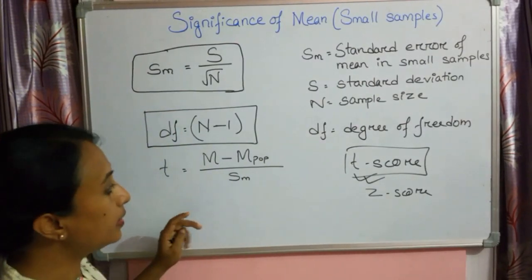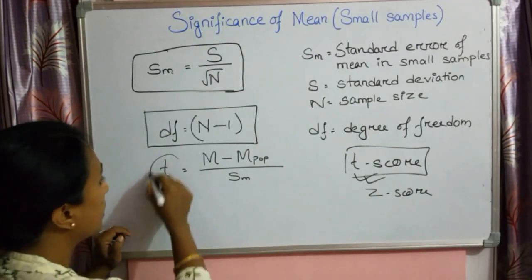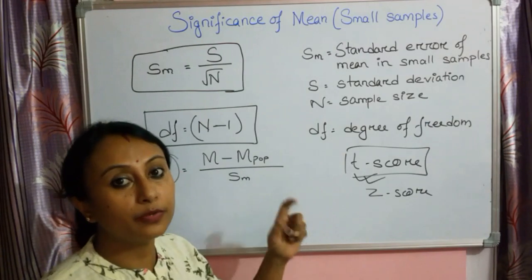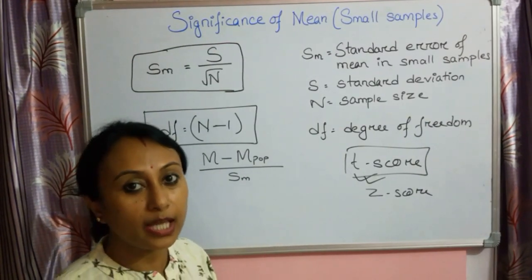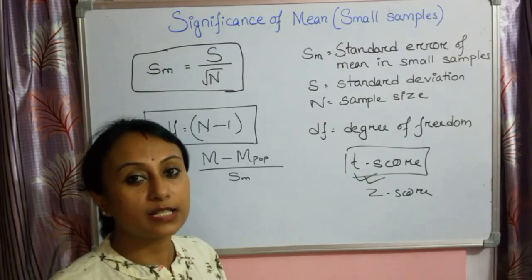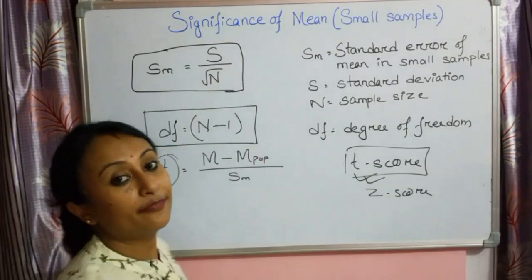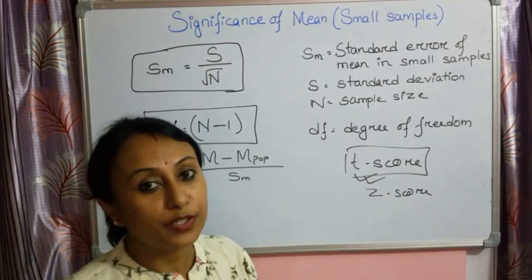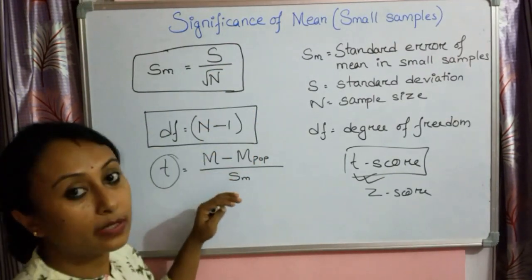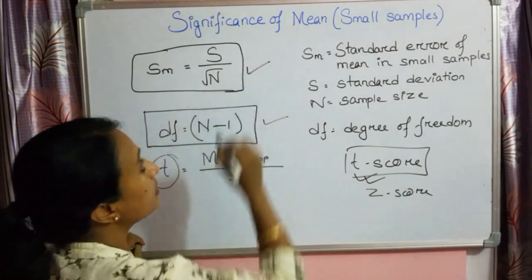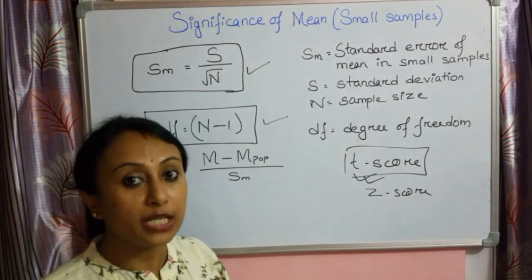However, you will find when we solve the question that this t value we take from the table of degree of freedom. That we will discuss in the next video, where we are solving a question to find out the significance of mean. In this video we have just stated the formulas which we will require for calculating the significance of mean in small samples.